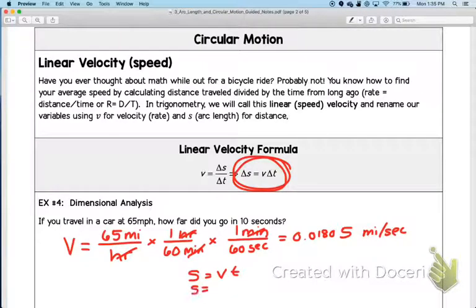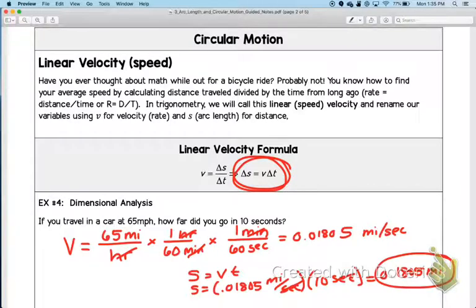So S is equal to our velocity, which was 0.01805 miles per second, times 10 seconds. Notice how your seconds cancel out and you are left with just miles. When I multiply that, I get 0.1805 miles. So my distance, my arc length, S, not speed, velocity is speed, is equal to 0.1805 miles. All right, so there is our answer for example 4.